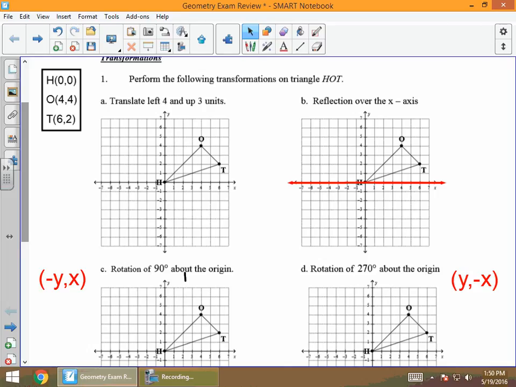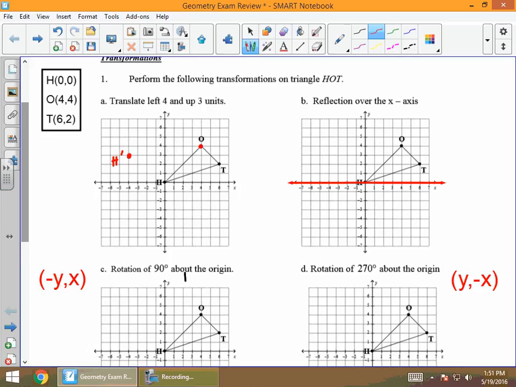So the first one that we can perform is to translate a figure left and up. And whether we go left or right, up and down, that really doesn't matter. I'm just going to take each one of the points and I'm going to count. So let me take a look here. Here is H. It's right now at 0, 0. And if I want to move it left 4 and up 3, that's exactly what I'll do. I'll move it left 1, 2, 3, 4, and up 1, 2, 3. This is H prime. That's the new H.